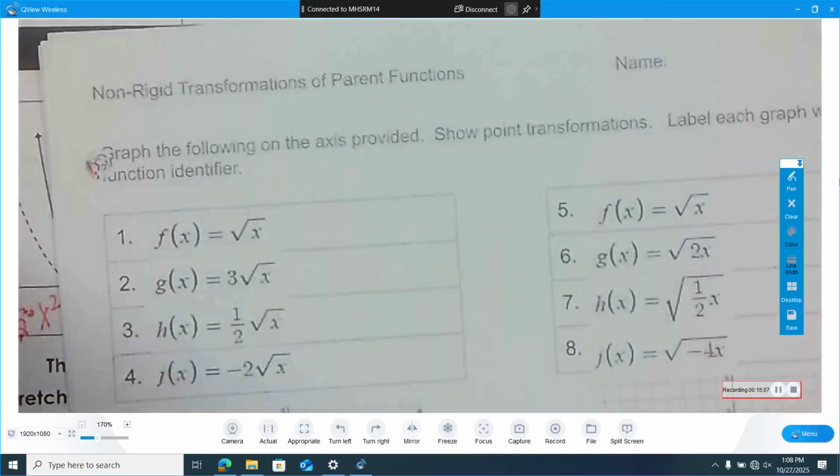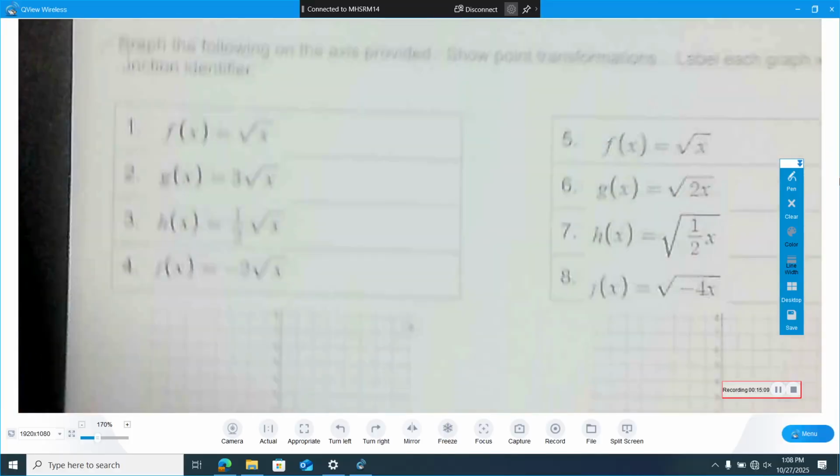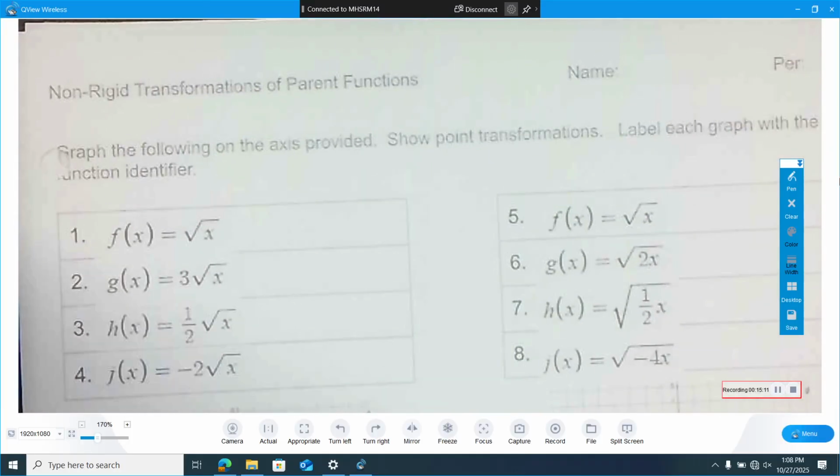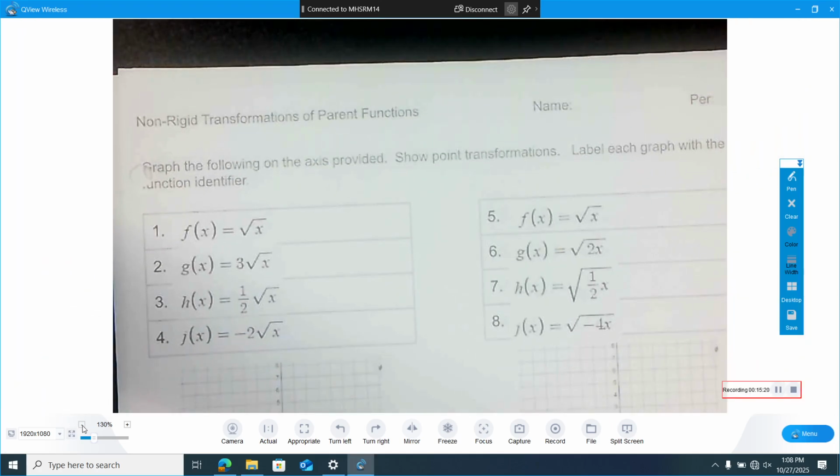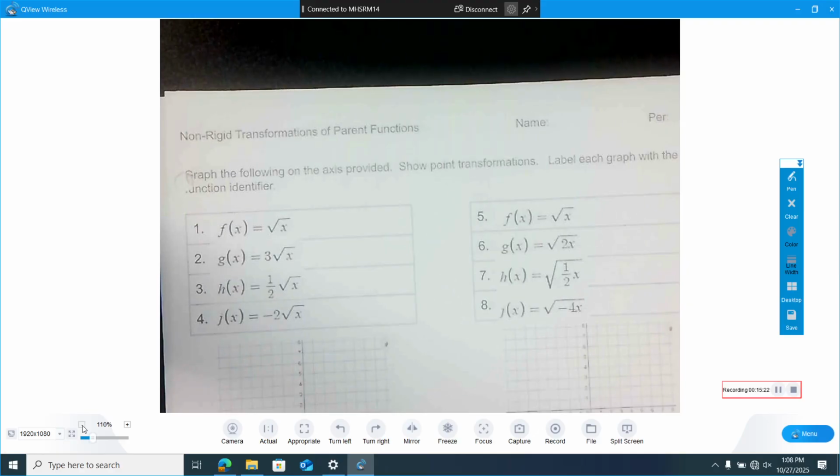So let's see how this really works. I am too close here. Let me zoom out a little. There we go, that's a little better. Okay.